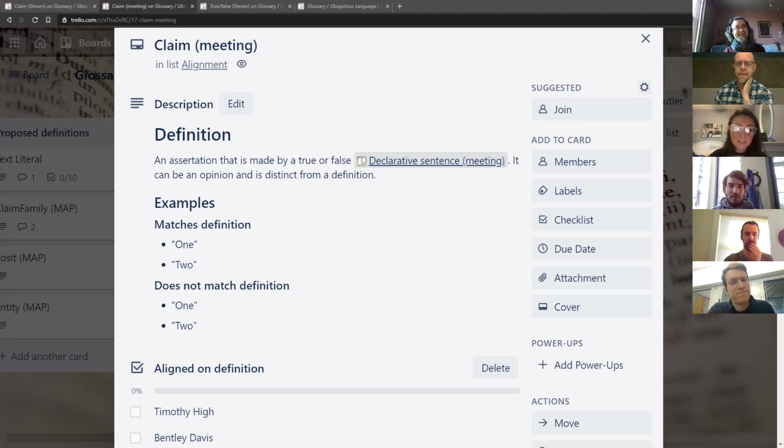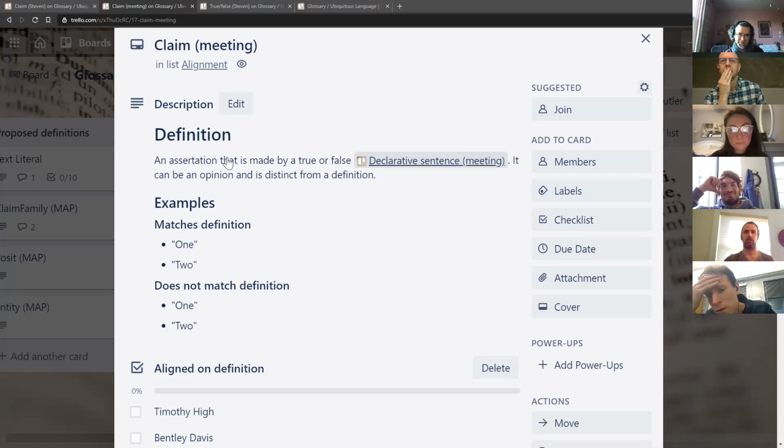Is claim something that's finished, something we can agree on or not, like voting? Well, that's a good question. That's why I added this one, and I see several problems with it, to be honest. An assertion is made by true or false. Does true or false even matter at this point? I mean, it is quite circular, isn't it? Just saying that a claim is an assertion.